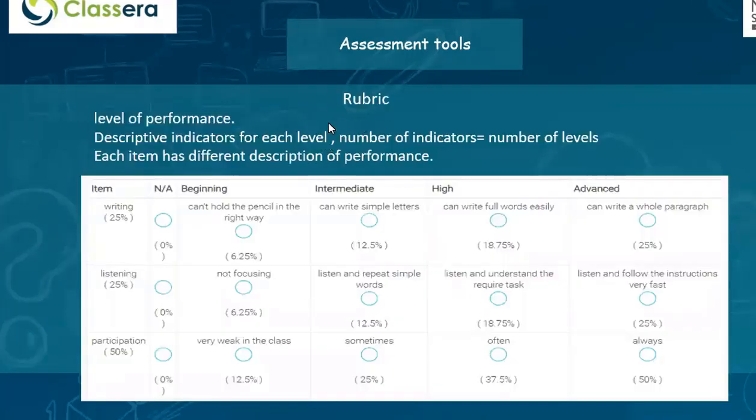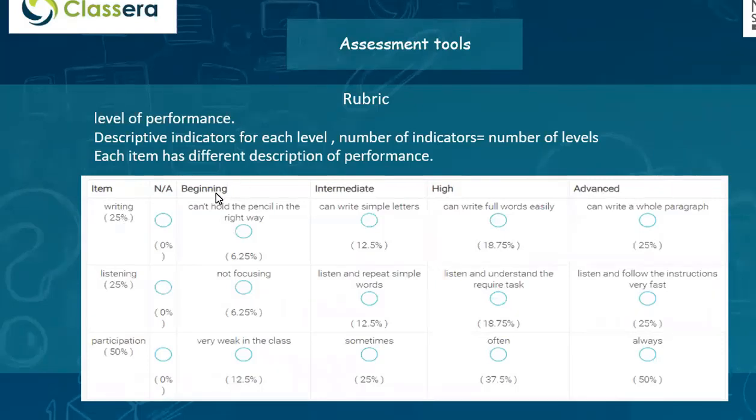Okay, now let's talk about rubric. In rubric, we have levels of performance, and for each level, we have a descriptive sentence or word for each item. The number of indicators equals the number of levels, and each item has a different description of performance. Now look at this picture. This picture is from the system. Let's read this picture.